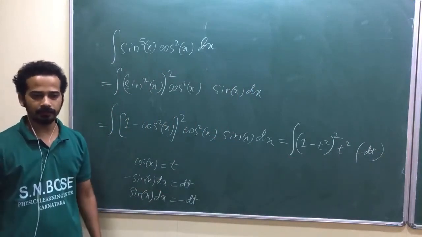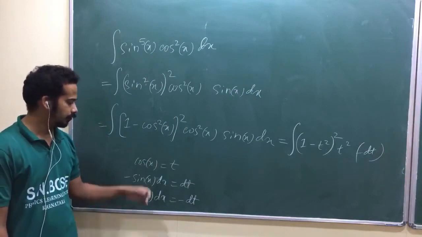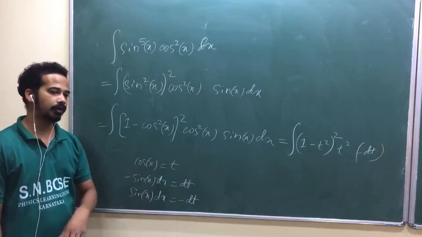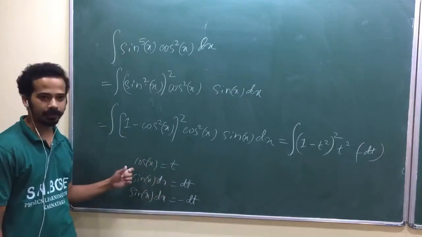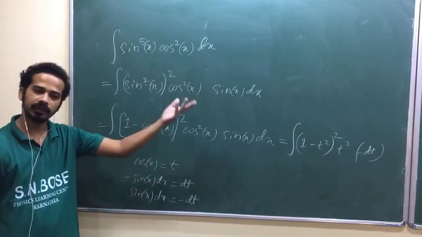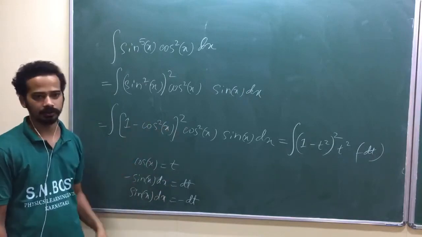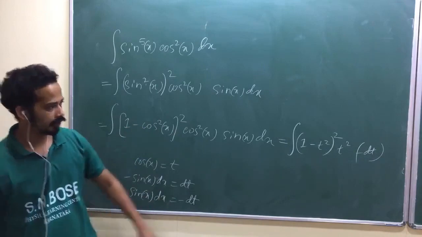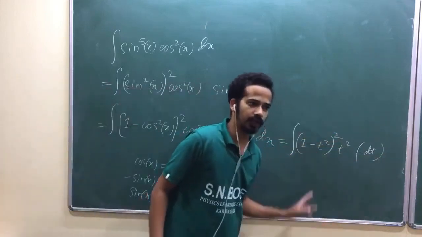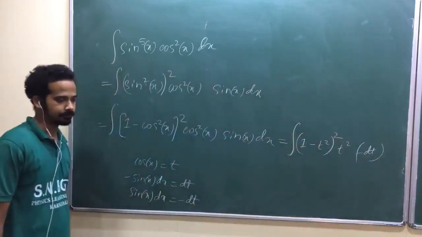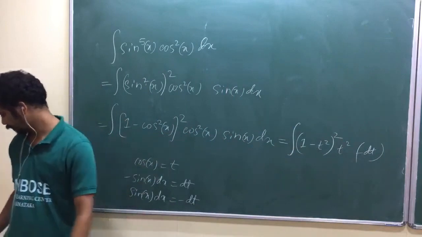Sometimes if you have a definite integral and you do some substitution, it is better to convert it back into the original form, and then you can apply the original limit only. You don't have to change the limit. If you want to use the new variable, then you have to change the limit. Let us do some of them.